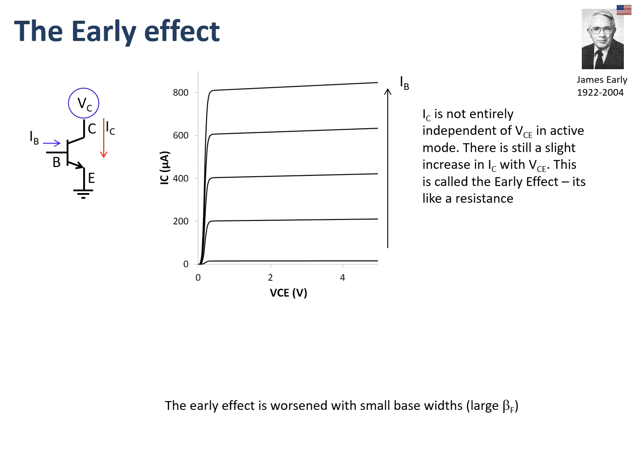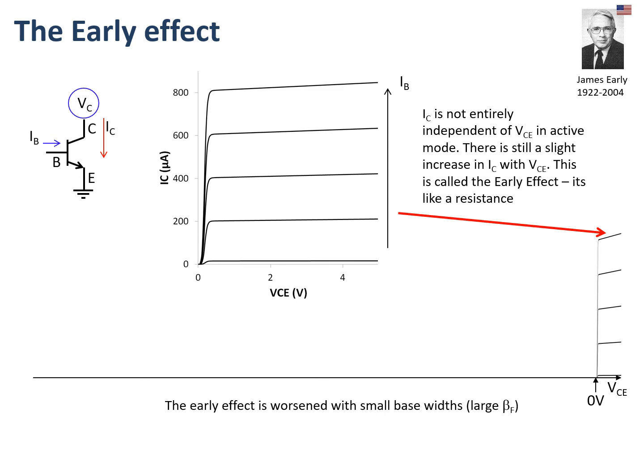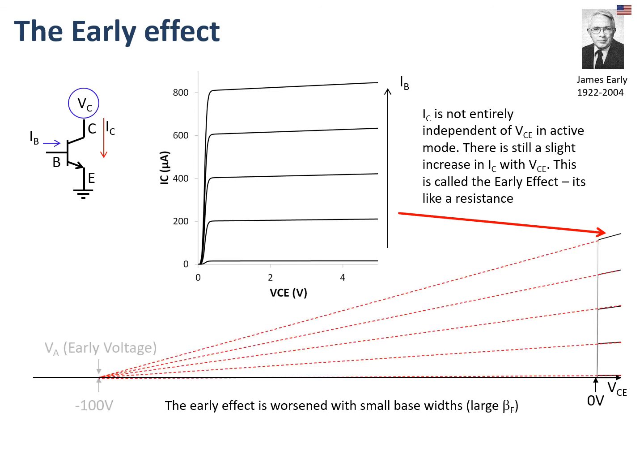This is actually called the Early effect, after a man called James Early, who was an American scientist who discovered this effect in the early days of bipolar transistor development. As those lines are not straight, I've redrawn it on a larger scale, and what happens is that those lines actually come back to a point on the left hand side below 0. This could be at a very negative voltage, like 100 volts, for example.